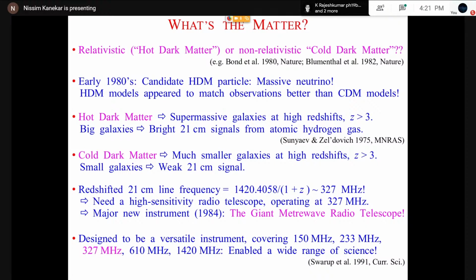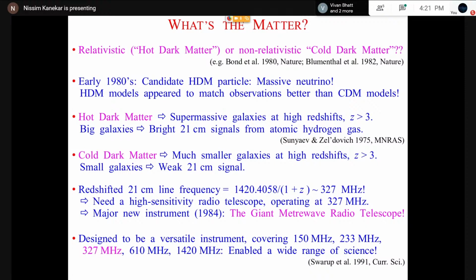There was a candidate hot dark matter particle, and that is simply a neutrino. Neutrinos were known to exist, and a massive neutrino, which is relativistic, would be a perfect candidate hot dark matter particle. In fact, Ramnath Kaushik at TIFR and John McClelland demonstrated that if neutrino masses were about 30 electron volts, you could close the universe.